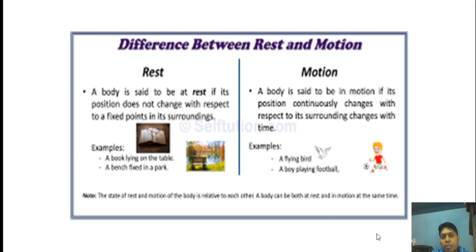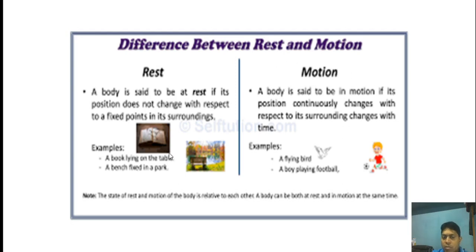So now in the last, what is the difference between rest and motion? The students who have understood the meaning of rest and motion can easily write down the definition of rest. The body which does not change its position with reference to the surroundings with time is at rest. A body is set in motion if it changes its position with reference to the surroundings with time, then we can say it is in motion.